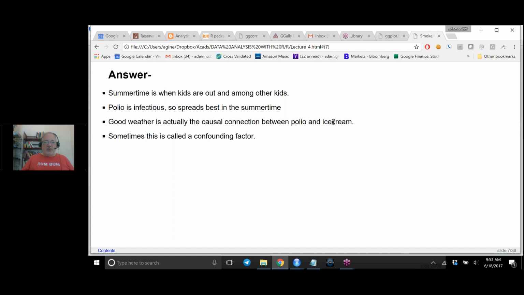Polio and ice cream are correlated. Good weather is the cause, because when you have good weather, people see each other more. As I say, sometimes this is called a confounding factor. So this is worth noting.